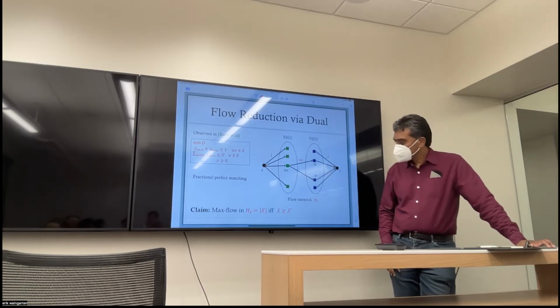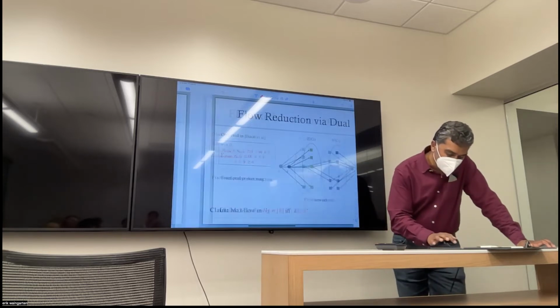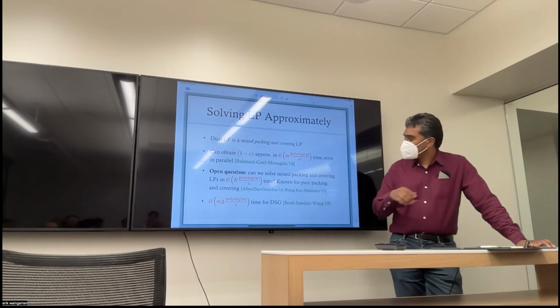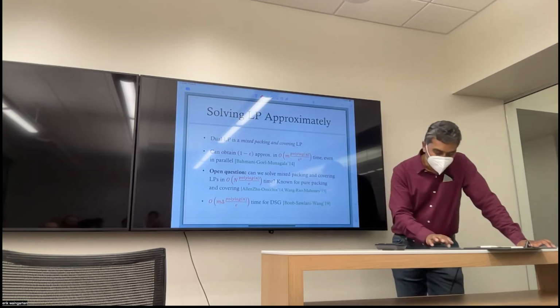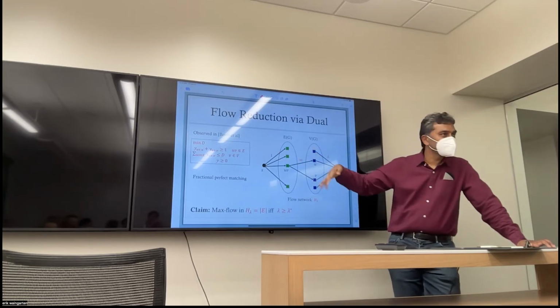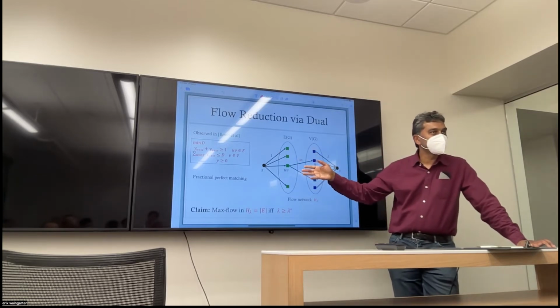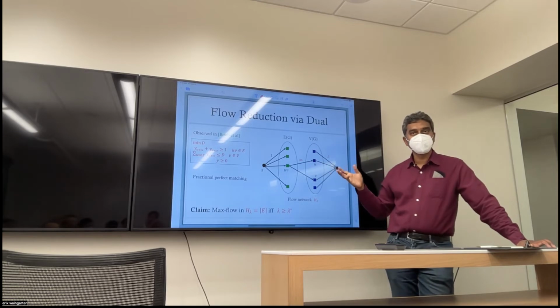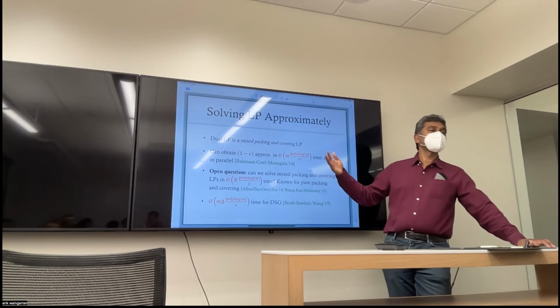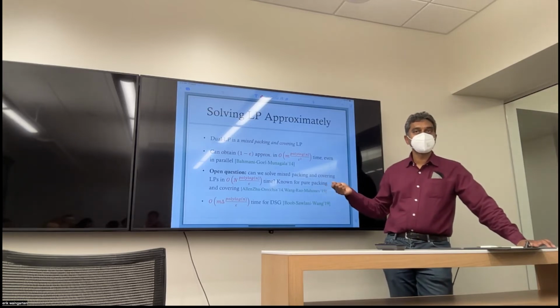Okay. So why are we interested in this? The dual is a kind of mixed packing and covering LP. It has assignment greater than or equal to 1 constraints and less than or equal to D constraints, so it's what's called a mixed packing and covering LP. People study approximation algorithms for these: how fast can you solve mixed packing and covering LPs?